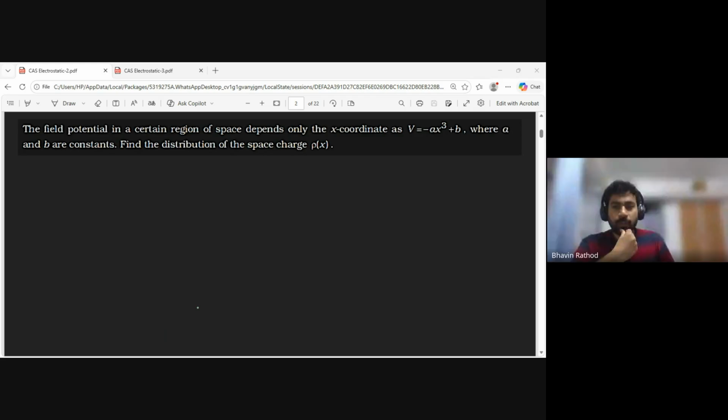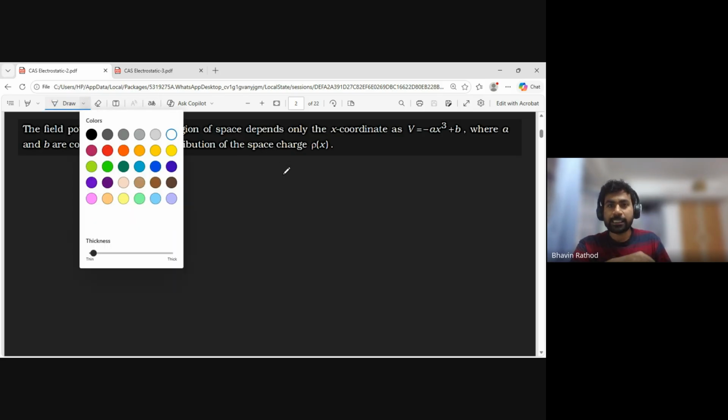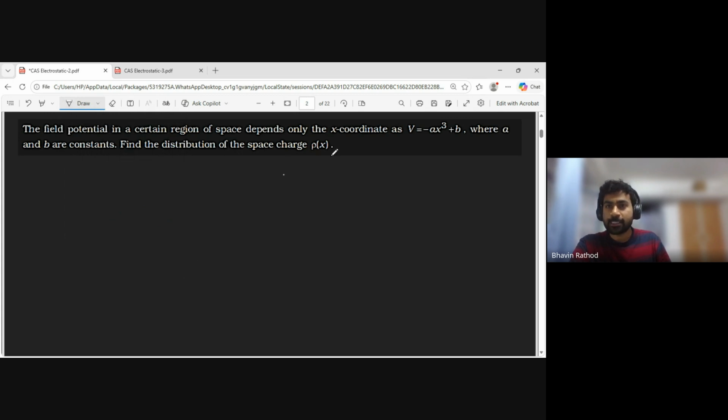Okay, so let us see how we can solve this. Here we are given that the potential in a certain region is given by this expression. We can see that the potential only depends on the x coordinate. A and B are some constants, and we want to find the distribution of the charge in this particular region.